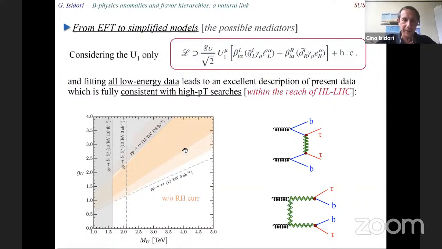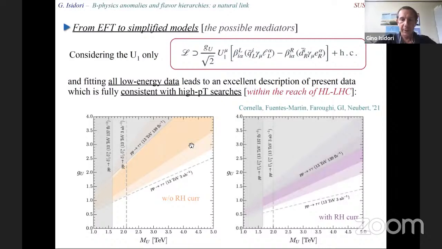It's not an artifact. So the preferred model wants to be here. Of course, part of it has been excluded, but there is a big fraction which is not excluded. And of course, we cannot go much more than 3 because then it starts to be non-perturbative. And okay, if we look at the right-handed case, a bit more of the model has been excluded, but there is a big fraction which is also consistent.